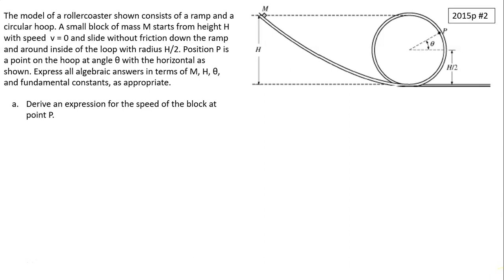This is AP Physics Mechanics C. Today, I'm going to go over an example of circular motion and conservation of energy. The model of a roller coaster shown consists of a ramp and a circular loop.